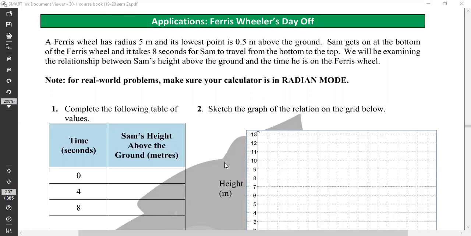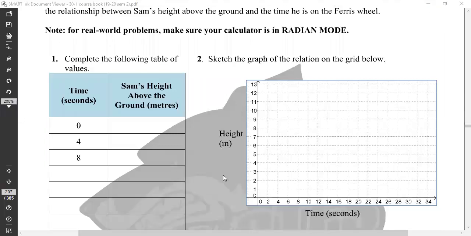A Ferris wheel that has a radius of 5. The lowest point of the Ferris wheel is 0.5 meters above the ground. Sam gets onto the bottom of the Ferris wheel. It takes him 8 seconds to travel from the bottom up to his highest height. We will be examining the relationship between his height above the ground and the time he's on this Ferris wheel. Yes, it's going around in a circle, but we are measuring time in seconds on the x-axis. So this will end up being a function that's not going to be circular. He's going to go up and then come down, but time is always moving along as we go to the right on this graph.